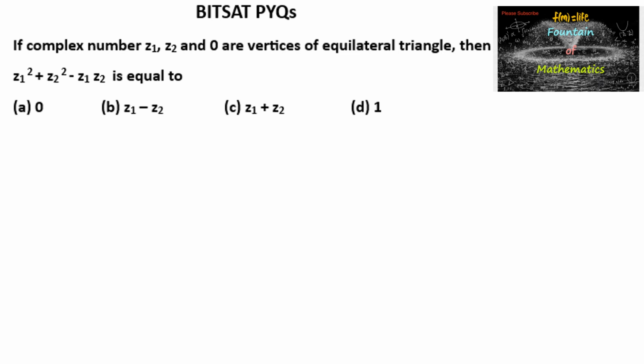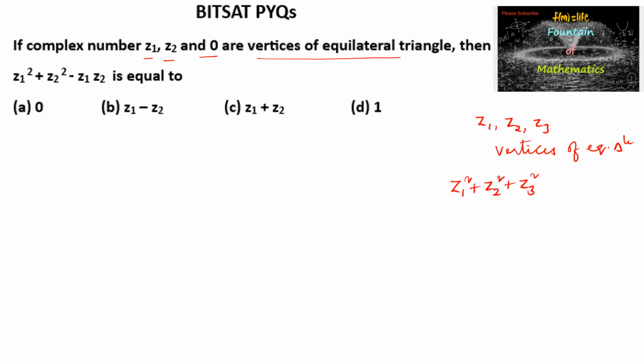So here, given three complex numbers z1, z2 and origin are the vertices of an equilateral triangle, then the value of z1 square plus z2 square minus z1 z2 is how much? So we know that if z1, z2 and z3 are the three complex numbers as the vertices of an equilateral triangle, then we have z1 square plus z2 square plus z3 square is equal to z1 into z2 plus z2 into z3 plus z3 into z1.